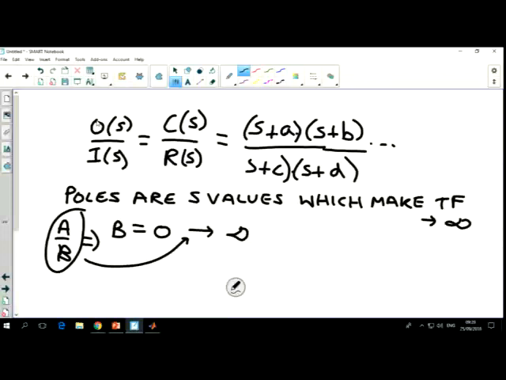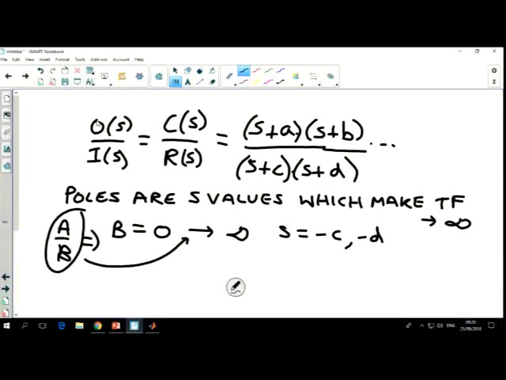So you find all the values of s that would make the denominator equal 0. So for instance, in this equation here, what value could I make s that would make that bottom line 0? Negative c, yeah? Or negative d, yeah. So hopefully you can see that's actually the roots of that equation, yeah? S equals negative c or negative d would make that tend to infinity.